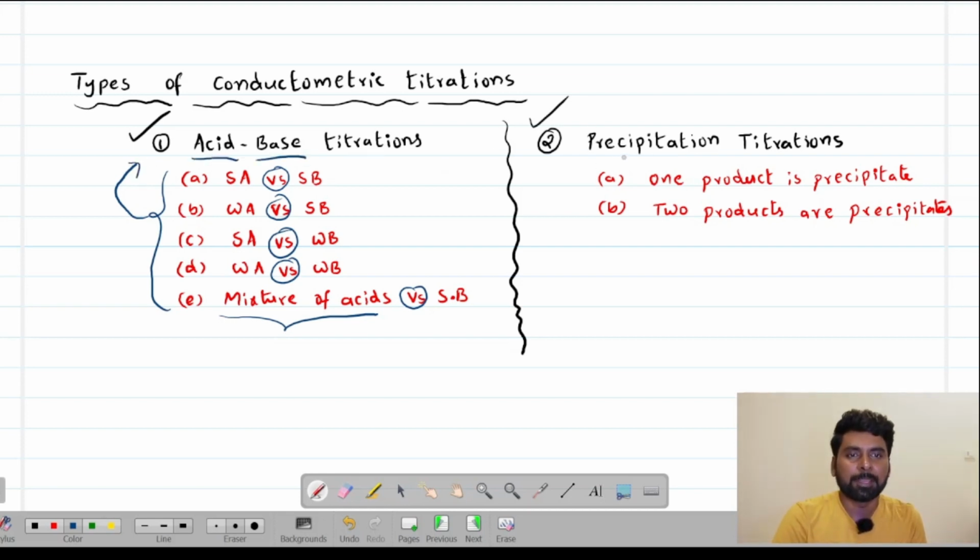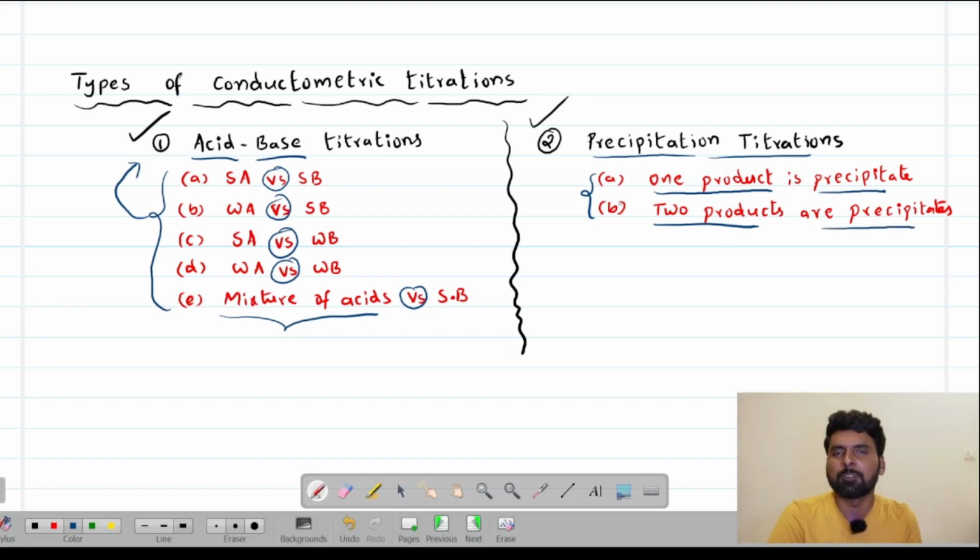Precipitation titrations generally have two types, and only these two will be given in the exam. In the first type, one product of the titration is a precipitate. In the second type, two products of the titration are precipitates. What is meant by this? We will see with examples in the detailed explanation. Right now I wanted to show the different types of titrations that we can perform using conductometry. So let's take them one by one.